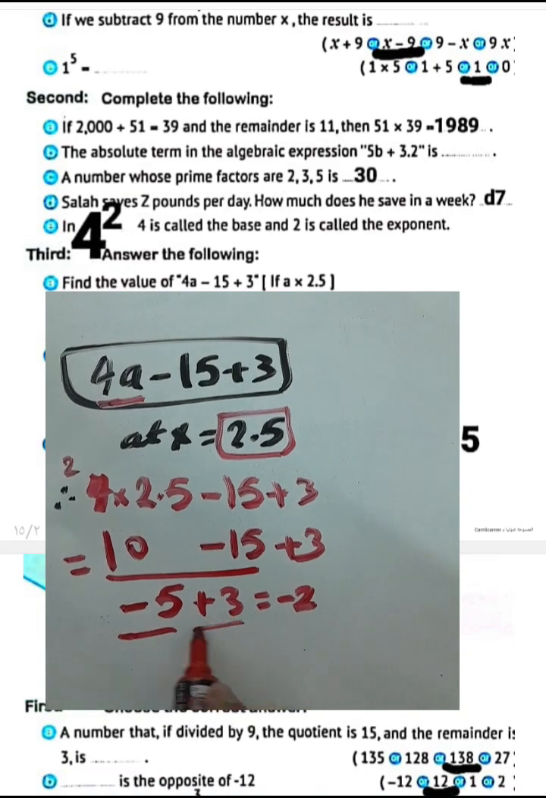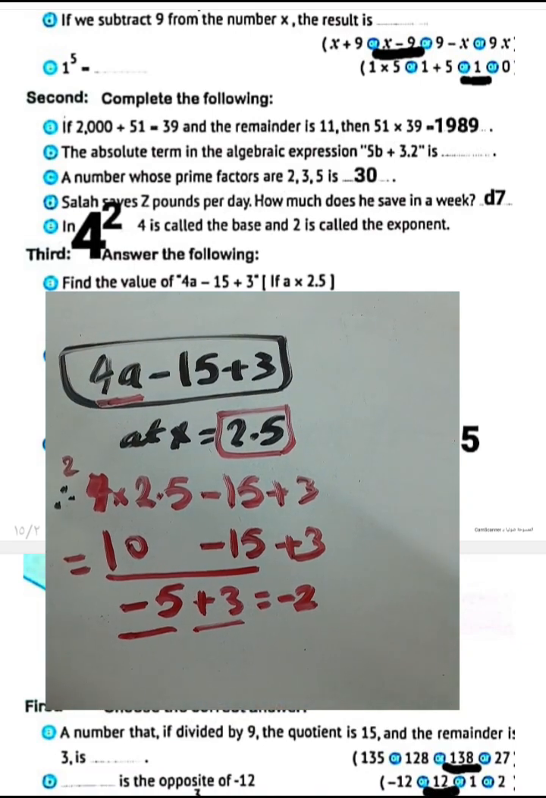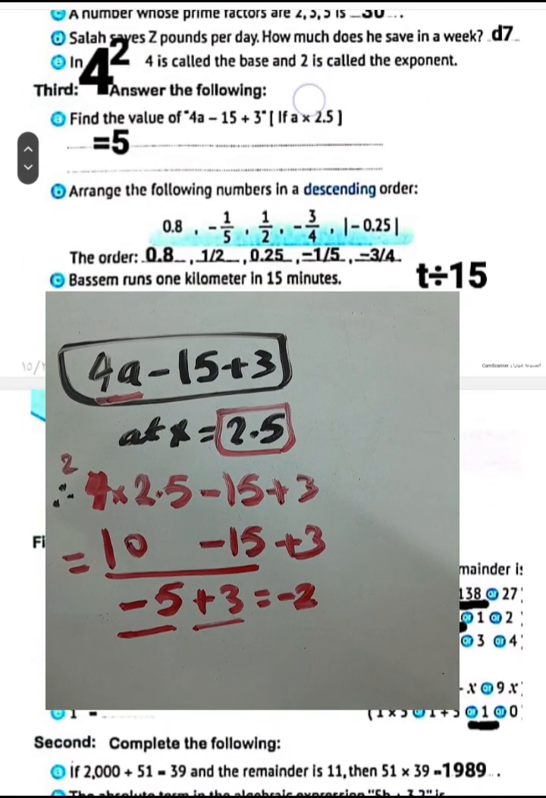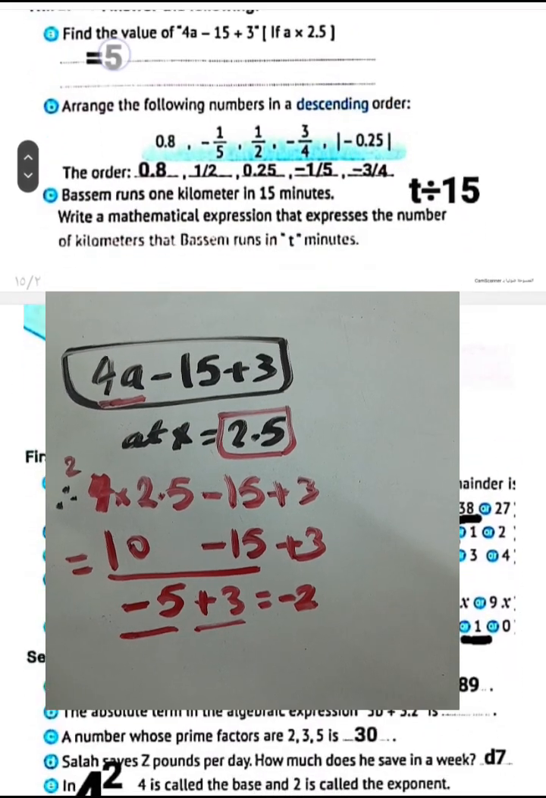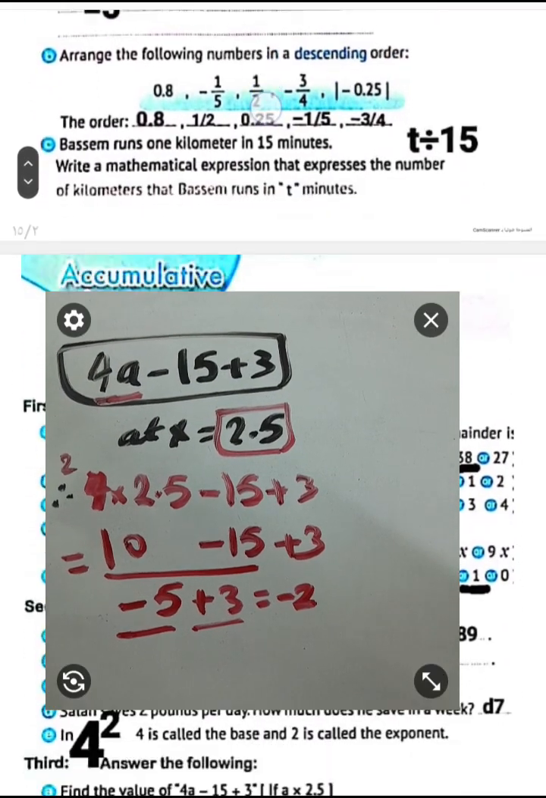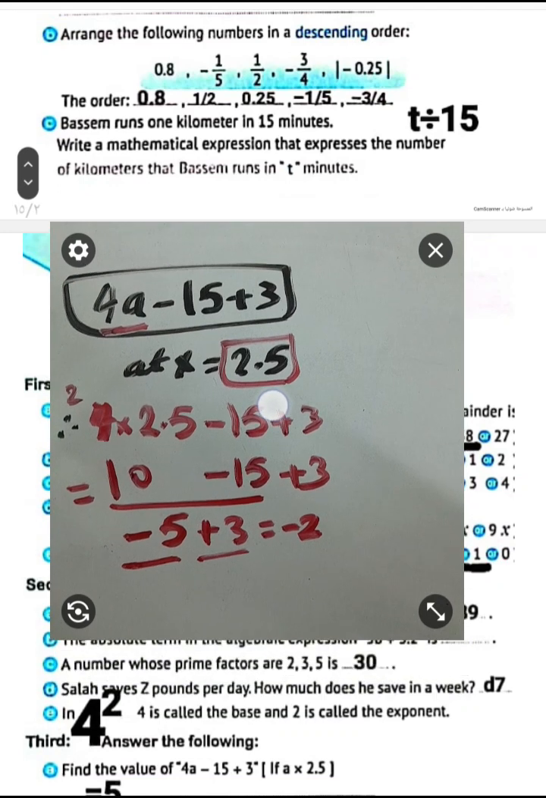Negative 5 plus 3 equals negative 2. Okay, then the result here will be negative 2. You must cancel this result and write negative 2. Next question here.